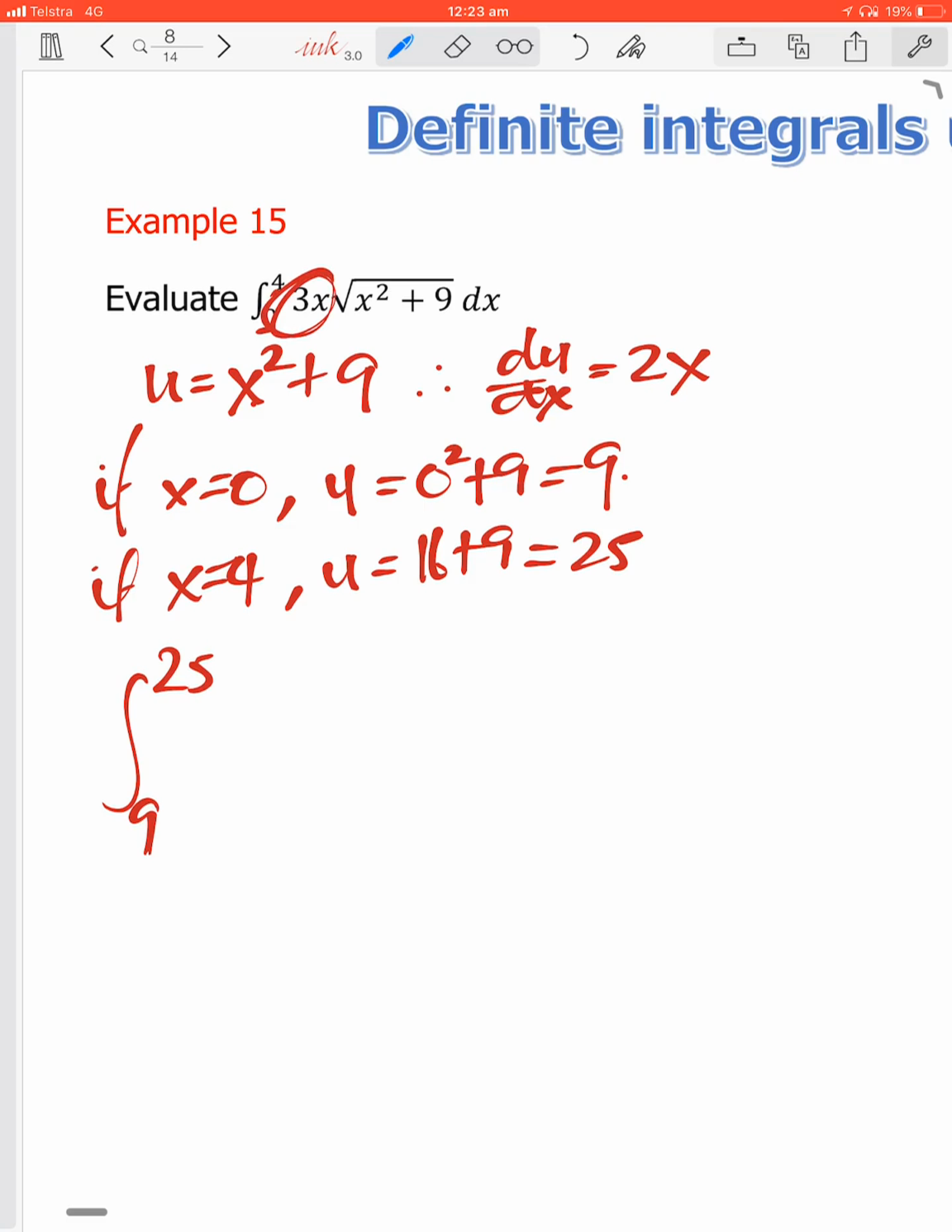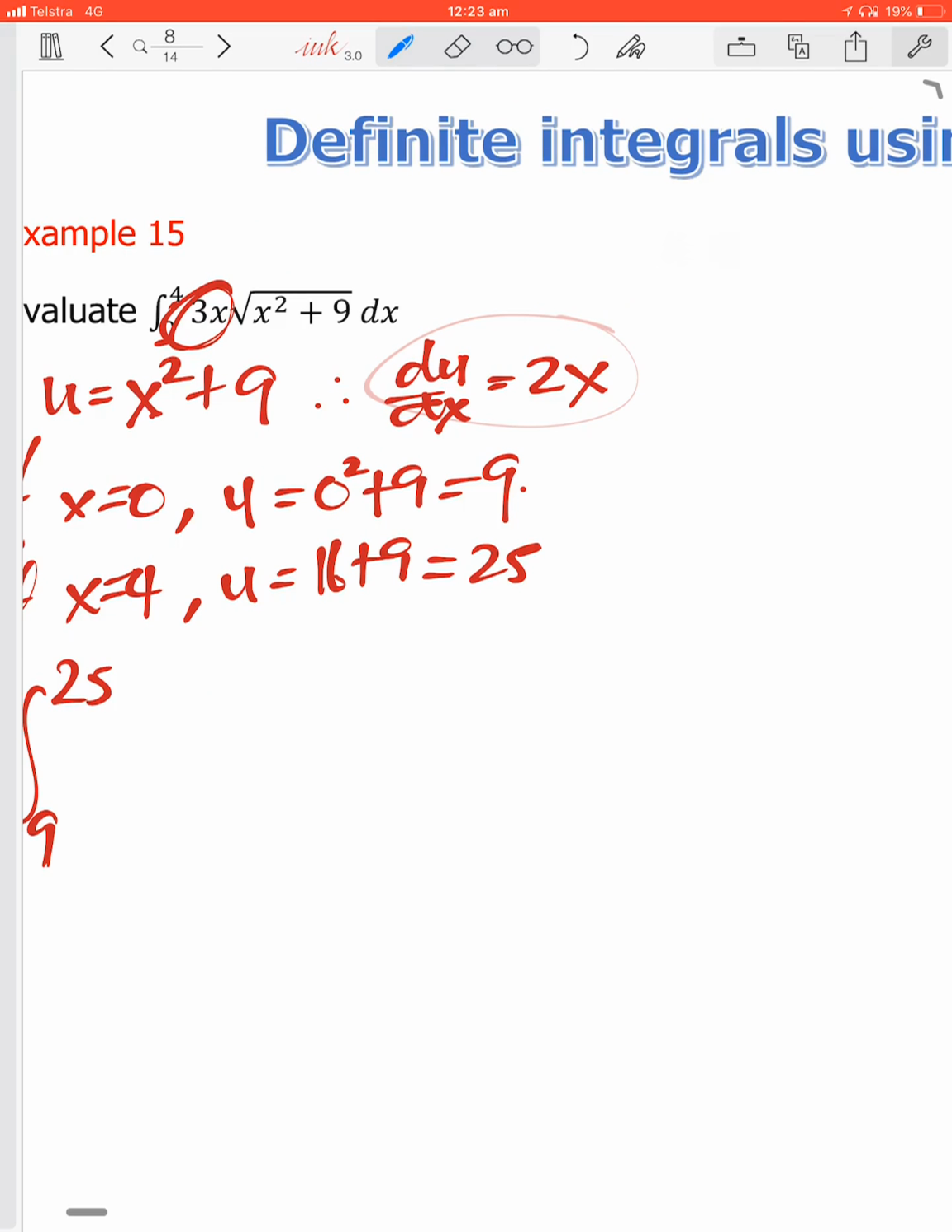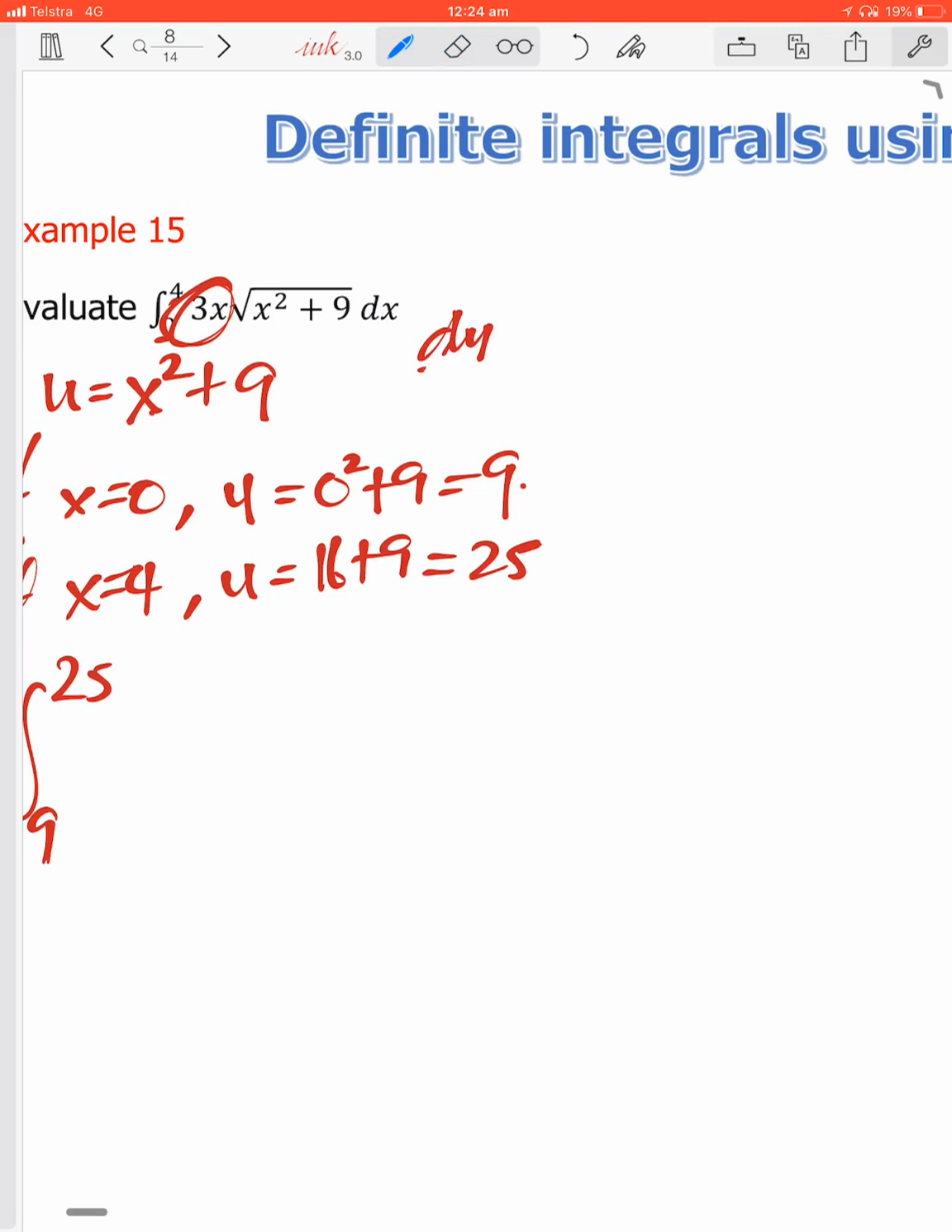Now, 3x, if this was 3x here, what would we have to change it to? So if I want it to be 3x, I've got to times it by 3 and divide it by 2, which means I've got to times the other side by 2 and divide it by 3 to make it 3x. What have I just done? Okay, so I've got du dx equals, what did I say? 2x.